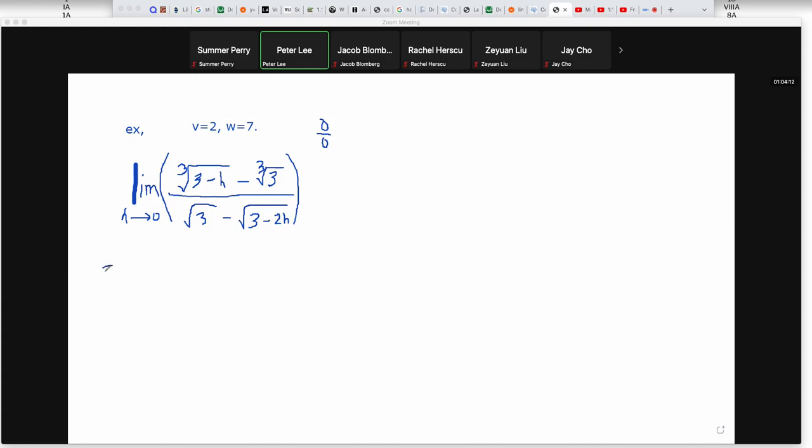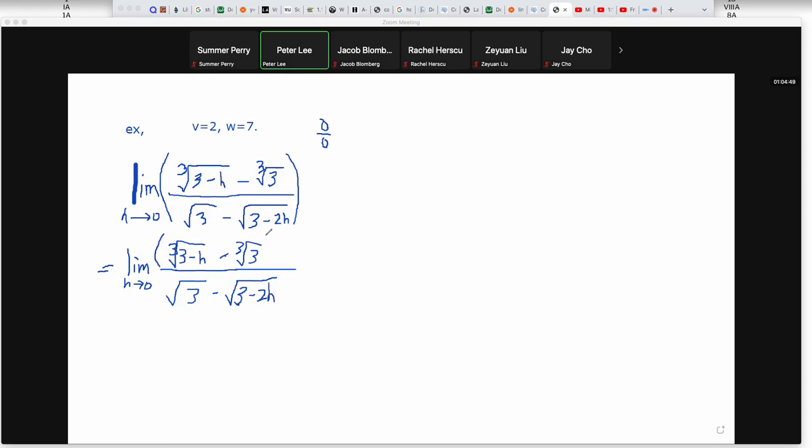Well, I can now copy all this. That will take some time here. So h is approaching 0, and then we have the cube root of 3 minus h, and then minus the cube root of 3, over the square root of 3 minus the square root of 3 minus h. Now what is it that we have to multiply here? Of course, in this case, we will be multiplying by its square root conjugate, and also the cube root conjugate.